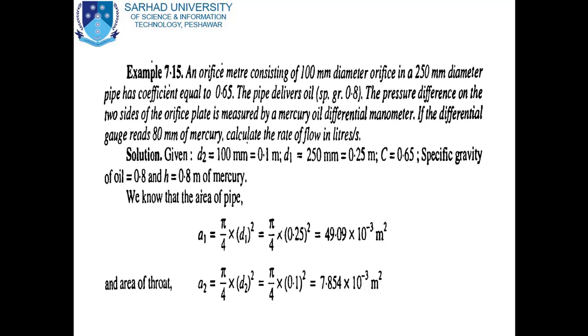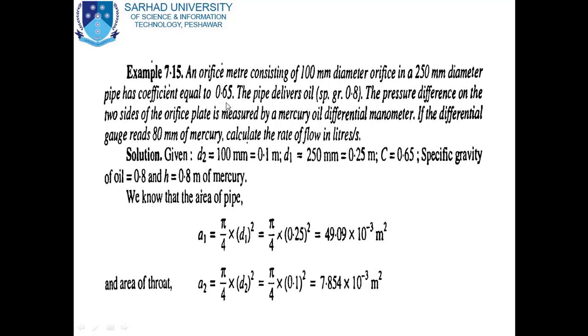So coming to the example, the statement of the example is: an orifice meter consisting of a 100 millimeter diameter orifice in a 250 mm diameter pipe has a coefficient equal to 0.65. So the diameter at the throat or at the orifice is 100 mm, while the diameter of the pipe is 250 mm, and the coefficient is given, which is equal to 0.65.